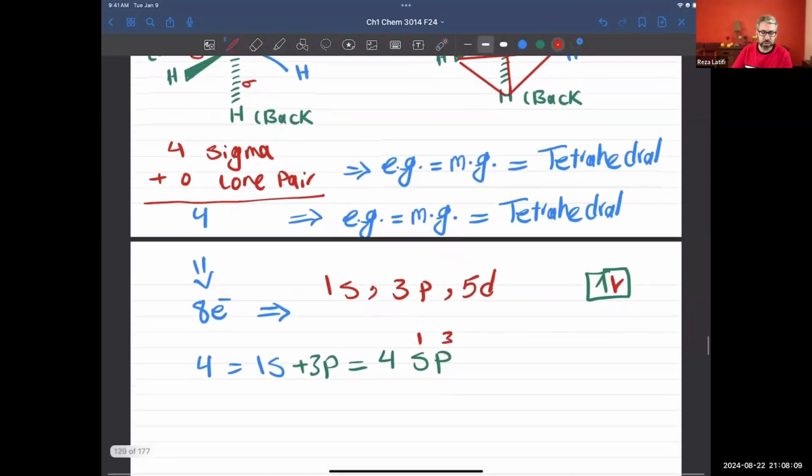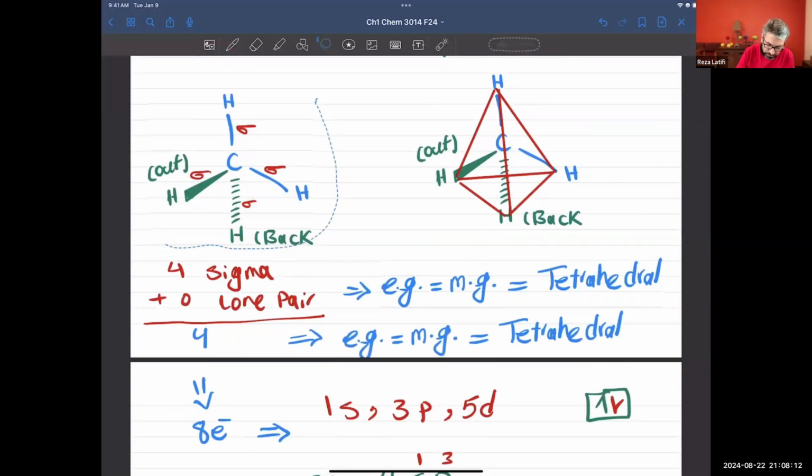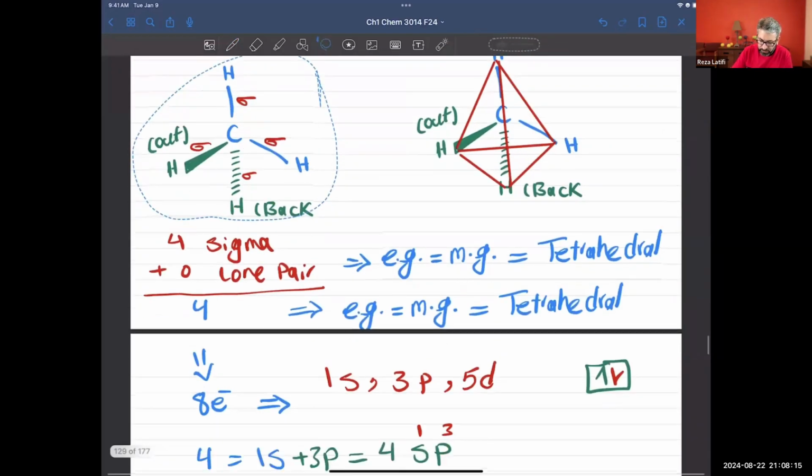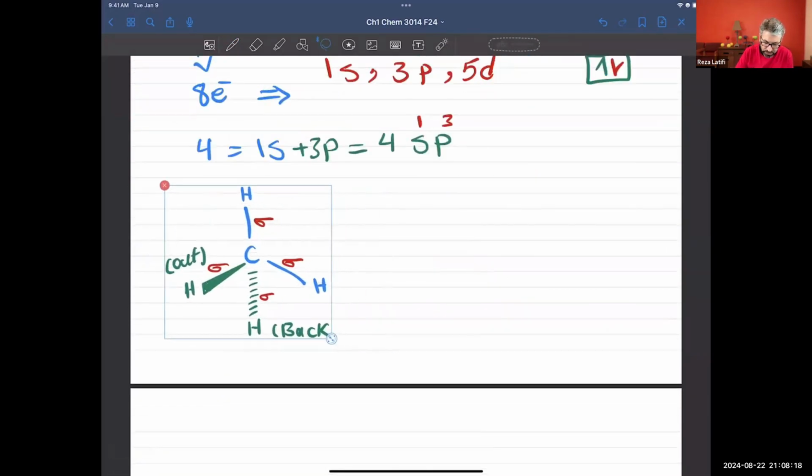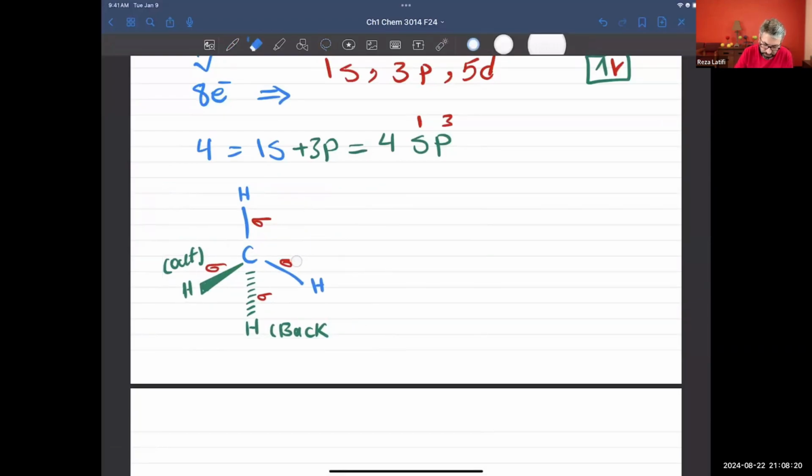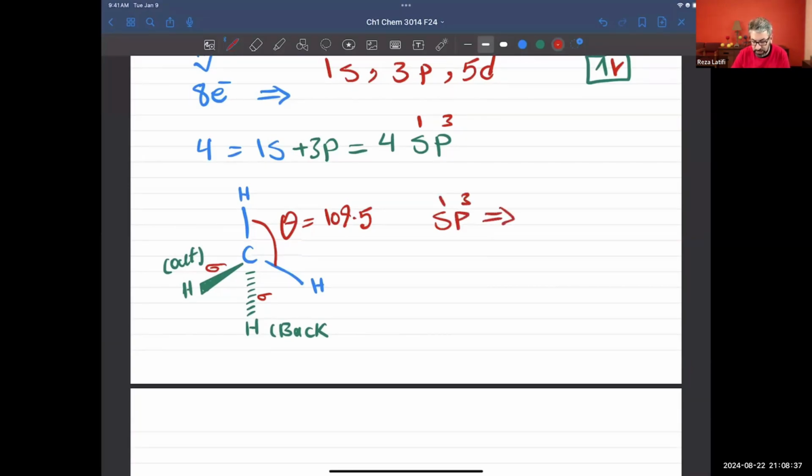Now this is the geometry. What's going to be the bond angle? If you don't have a lone pair, the bond angle will be 109.5. That's a perfect tetrahedral. Or how about this? Anytime you get hybridization of sp3, the expected theta is 109.5. Why did I say expected? Because I want to know whether there is a lone pair or not.